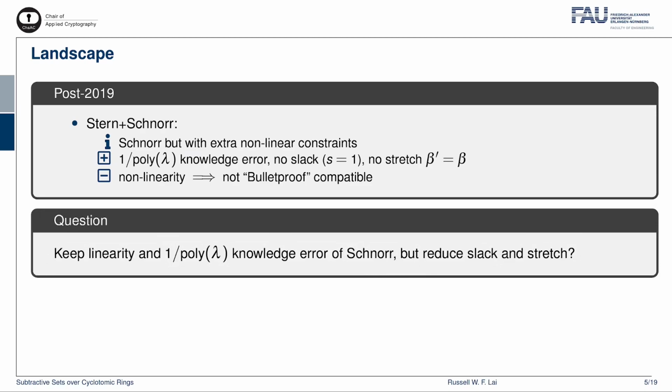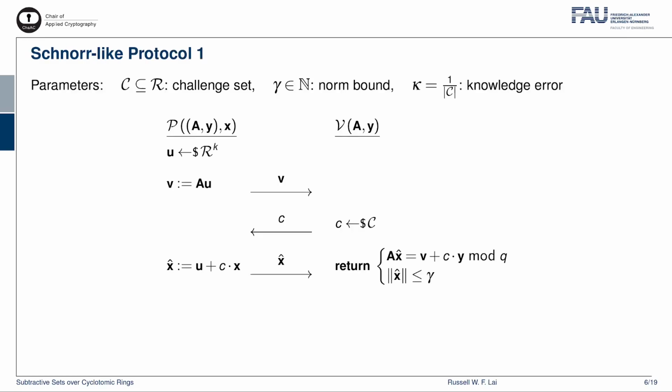Given this state of affairs, a natural question is therefore, can we keep the linearity and inverse polynomial knowledge error of Schnorr-like systems, but at the same time reduce the slack and stretch? To answer this question, let us take a closer look at some existing Schnorr-like systems.